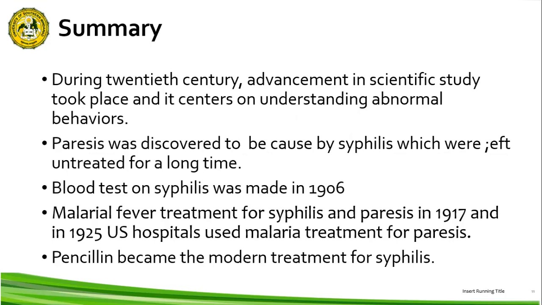For our summary, during the 20th century, an advancement in scientific study took place and it centers on understanding abnormal behaviors. Paresis was discovered to be caused by syphilis, which was left untreated for a long time. A blood test for syphilis was made in 1906. The malaria fever treatment for syphilis and paresis was made in 1917, and in 1925, U.S. hospitals used malaria treatment for paresis. And today, penicillin has become the modern treatment for syphilis.